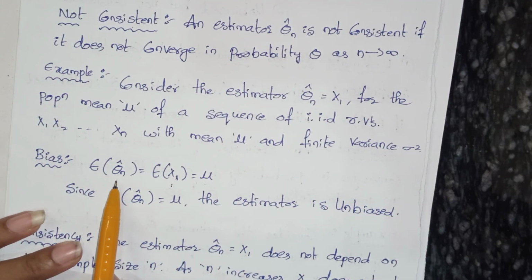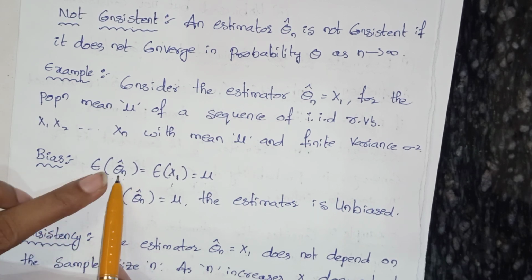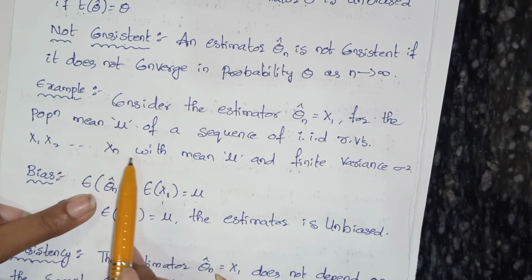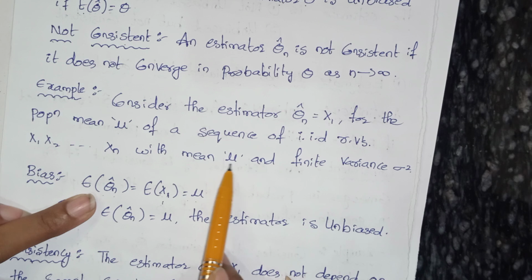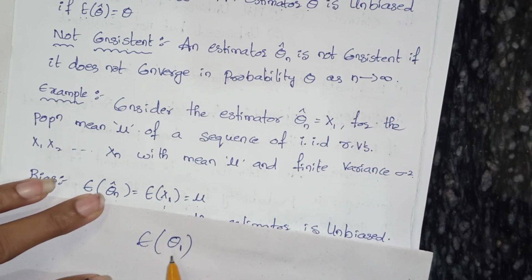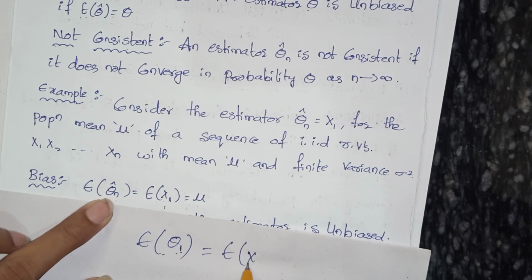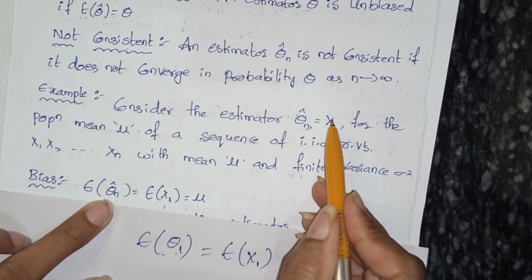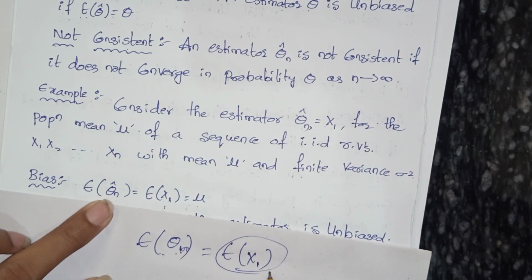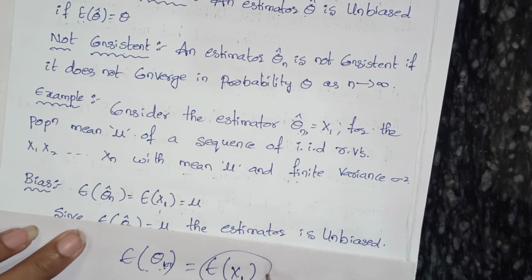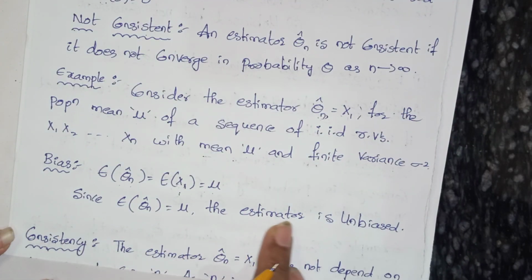So see here, expectation of theta n equals, what is theta here and what is the estimated value here? x1. It comes from the random variables which have mean mu. So that's why expectation of theta n, if we took theta n value 1, we will get expectation of x1 only. Why? Because whatever the value we took here, that value doesn't change, it will be x1 only. If you take 100 also, its value is x1 only. It's from the variables having mean mu, so that's why it equals mu. Okay, so this equation is satisfied. So that's why it is unbiased. So the estimator is unbiased.